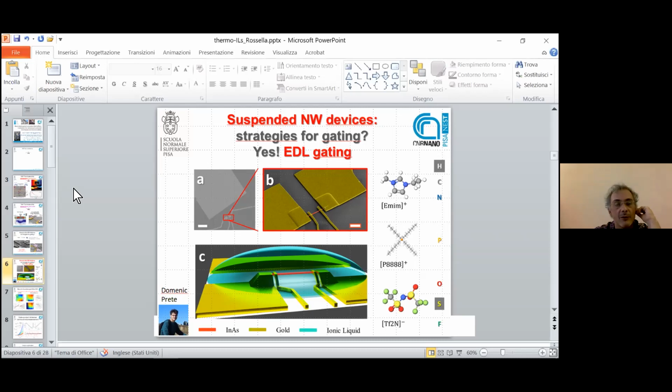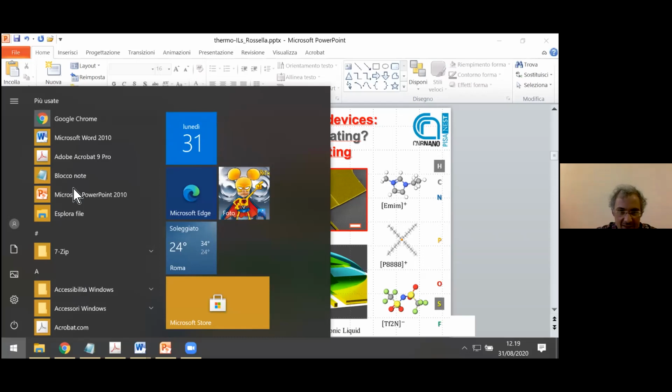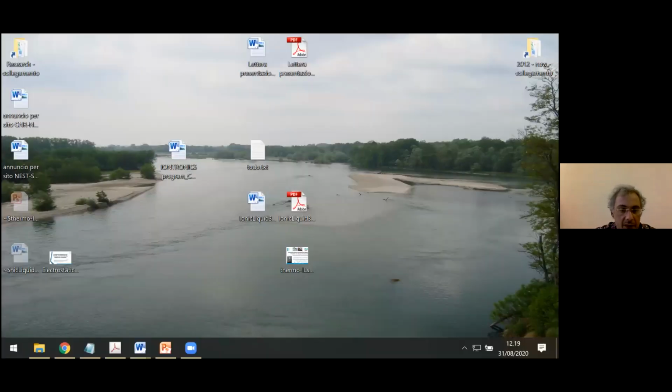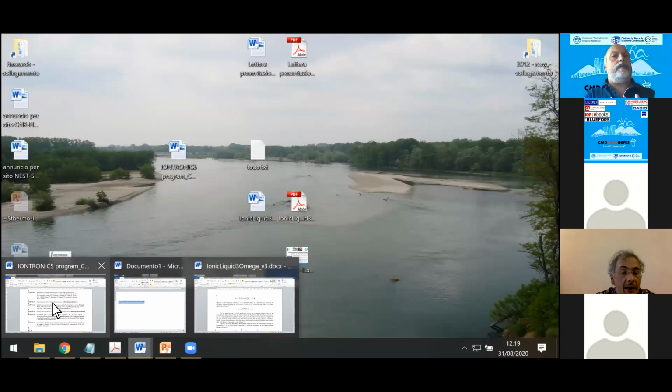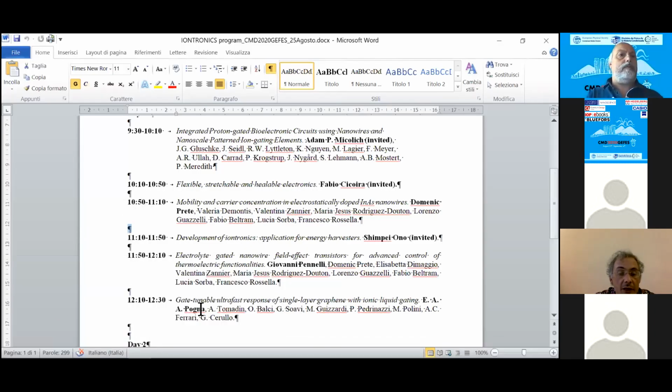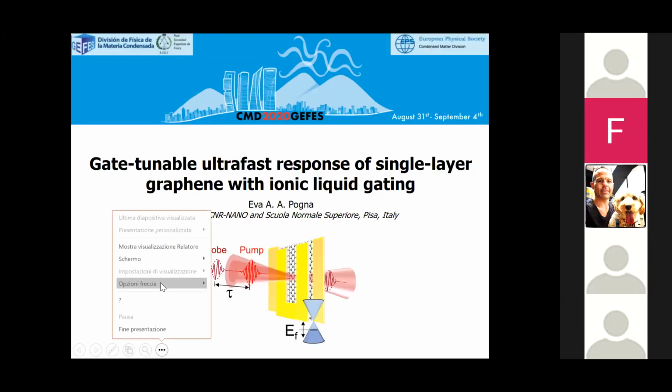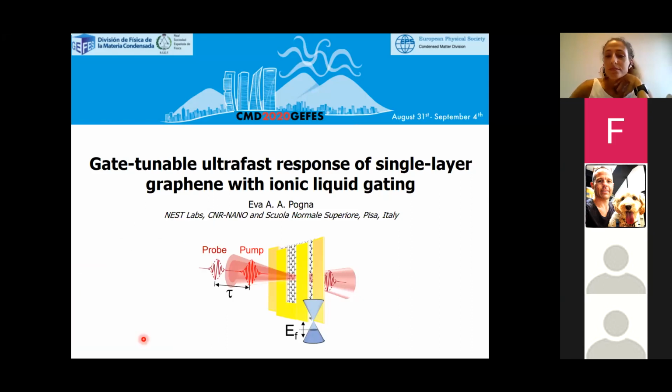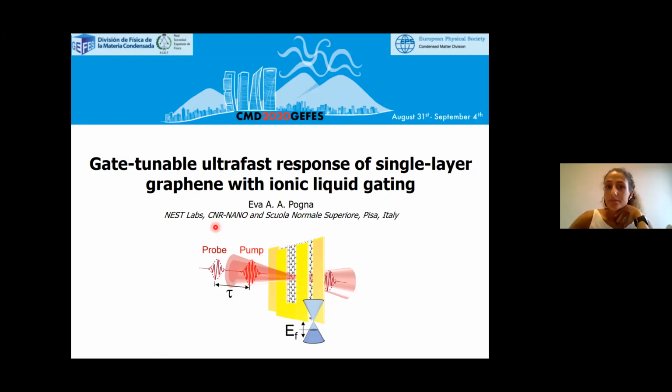Okay, there are no more questions, so I think we can move to the next speaker, the very last speaker of the session. So here is the program. The very last speaker is Eva Pogna. Eva is from NEST, CNR Nano, and the title of her talk will be gate-tunable ultrafast response of single-layer graphene with ionic liquid gating. So, Eva, the stage is yours.